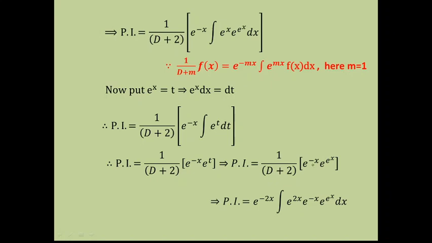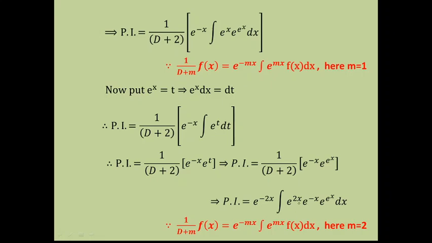Now you can observe here, for the operator d plus 1, 1 upon d plus 2, the resultant function is e raised to power minus x into e raised to x. So 1 upon d plus 2 should be applied completely on this function. Let's again make use of the formula: 1 upon d plus m with m equal to 2. It will be e raised to power minus mx, e raised to power minus 2x, integration of e power 2x, and then whatever function it is operating on should be written here. So it is e raised to power minus x, e raised to power e raised to x.